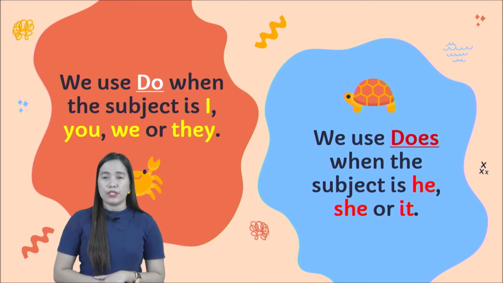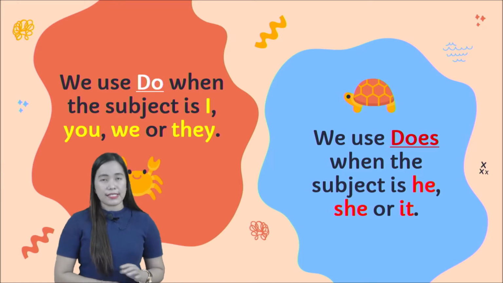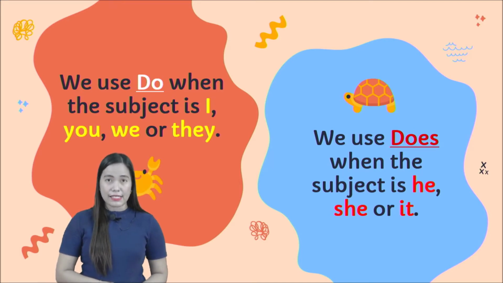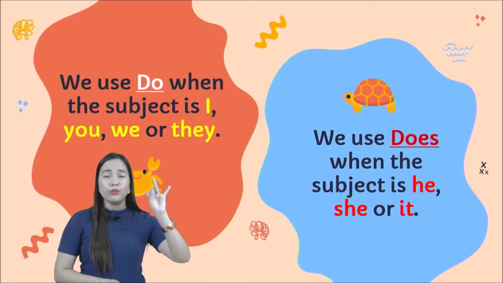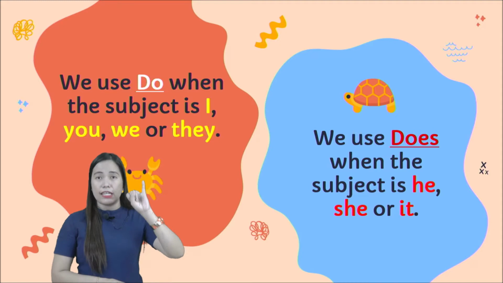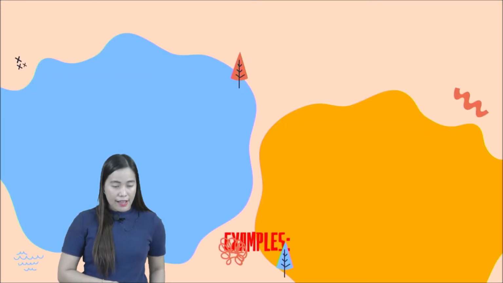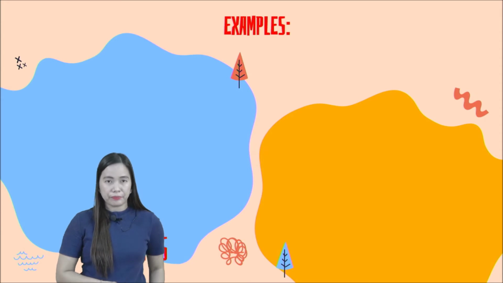When should we use he? If we are pertaining to a boy or male, right? She, if we are pertaining to a girl or female. And then it for things and animals. Okay, kids? Again, kids, we use do for I, you, we, and they. We use does for he, she, it. Okay? Let's have other examples.